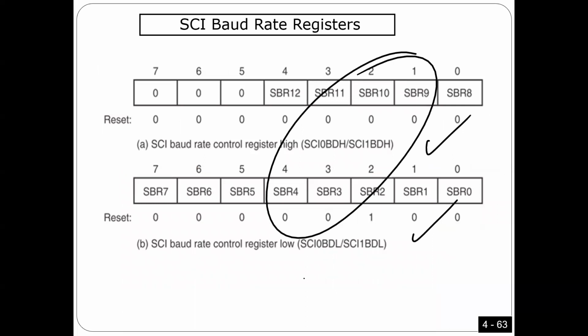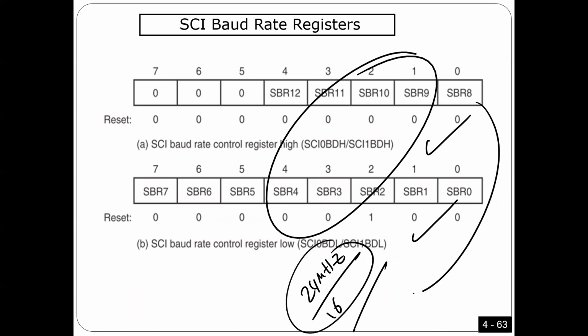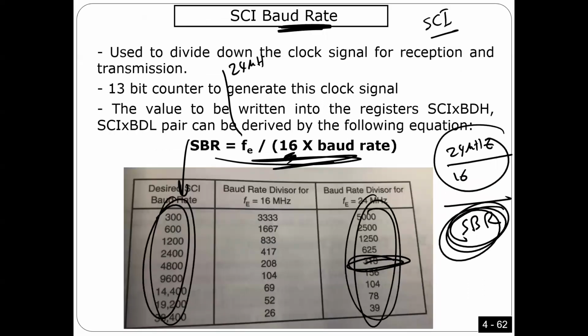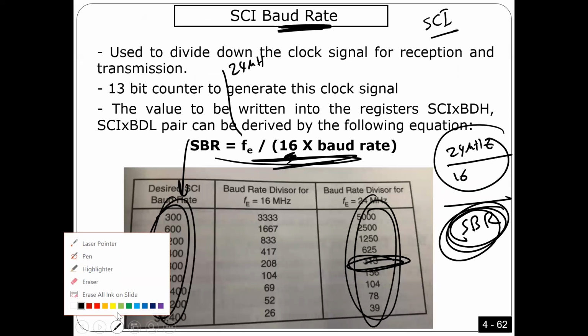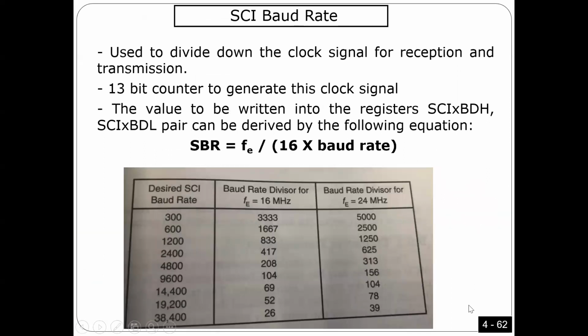And how it works is very simple. It's 24 megahertz. I'm going to divide it by 16, and then divide it more by this number. The result is the clock I'm going to use in the communication. And this clock should control the speed.